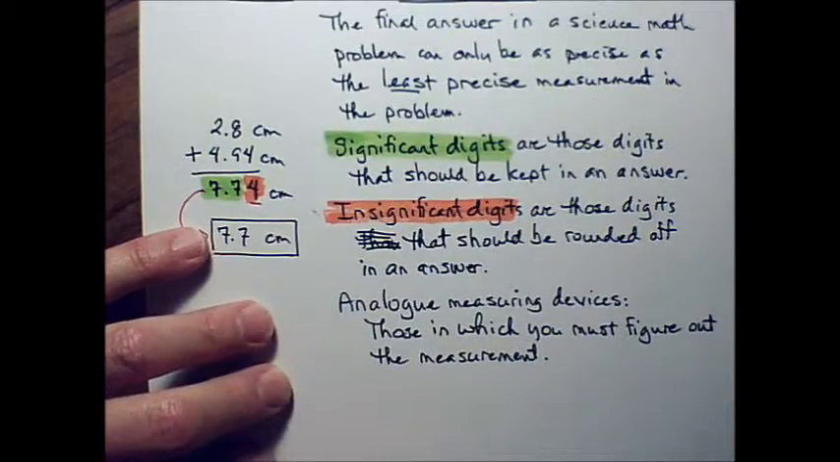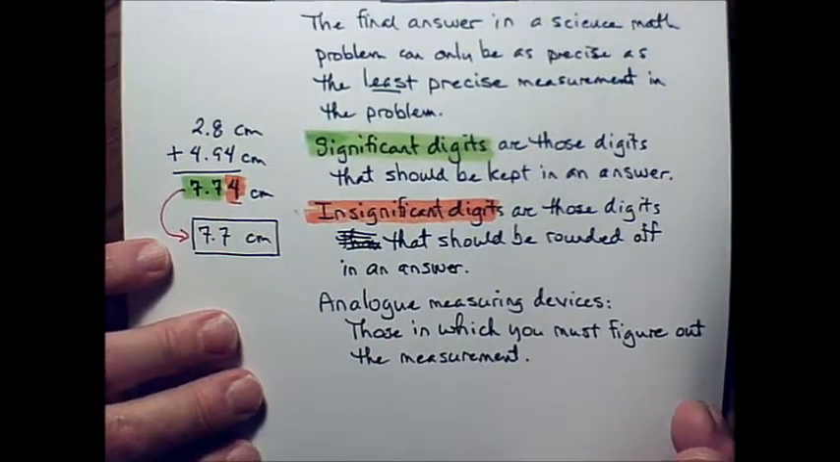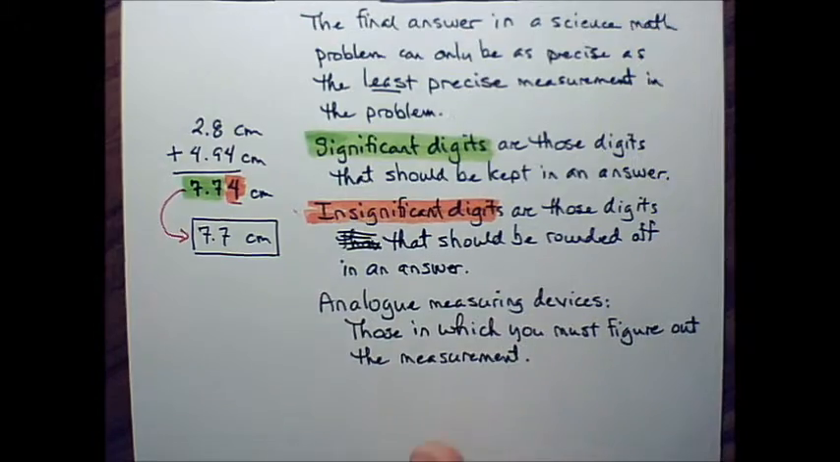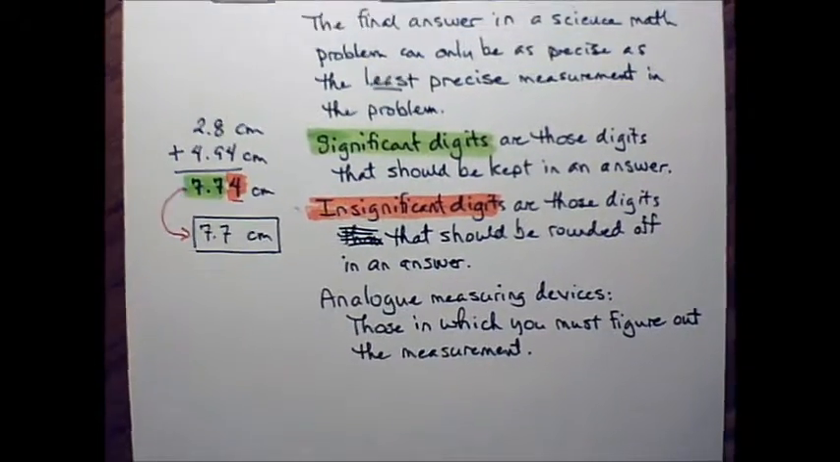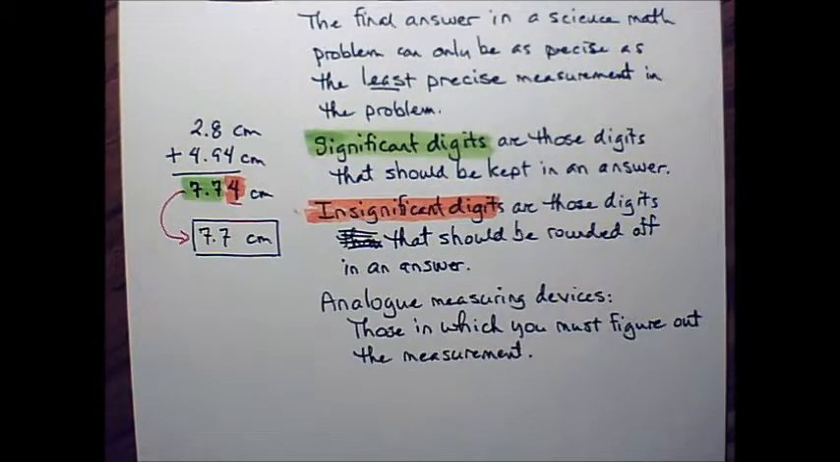Can anybody look around the room and tell me of any analog measuring devices that are in here right now? Other than the ones I've already shown you, sure. I've already shown you the rulers. I'll give you a hint. It's in the front of the room. The clock. You have to figure out the time on these clocks. Anytime a clock has hands, you have to figure out the time.